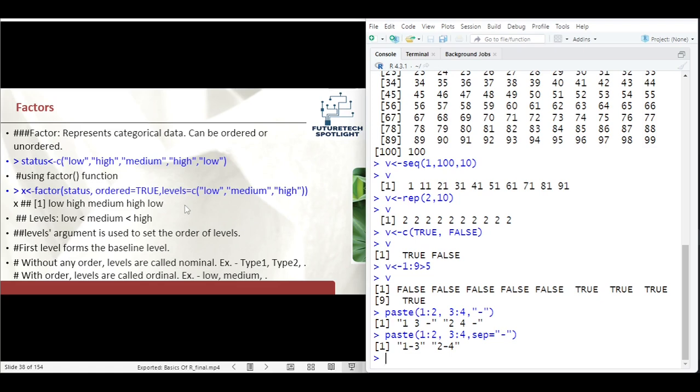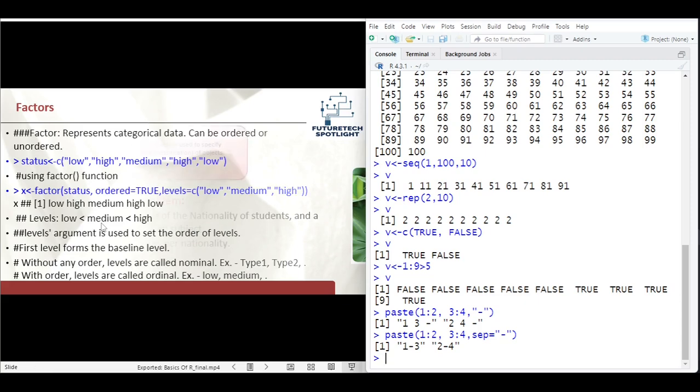So now if we write X, then it will give first of all the data, and then the levels, where low is the minimum value, then medium and then high. So the levels argument is used to set the order of the levels, and the first level is always the baseline level.